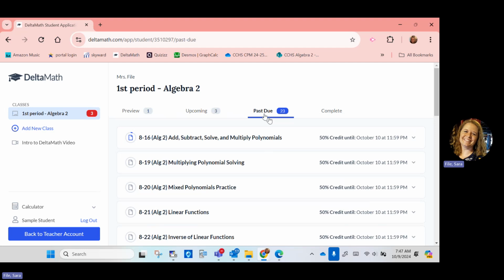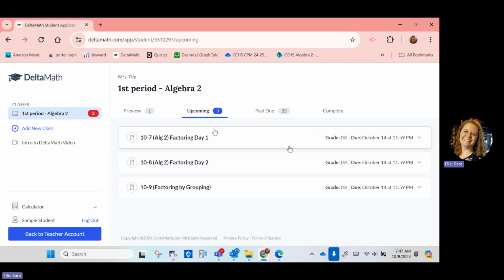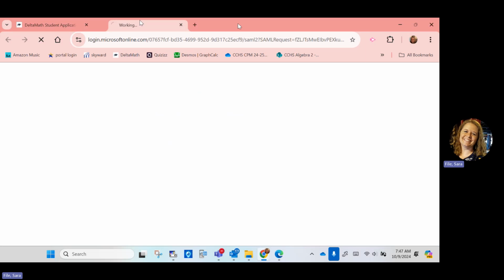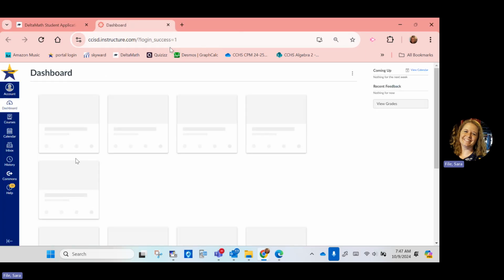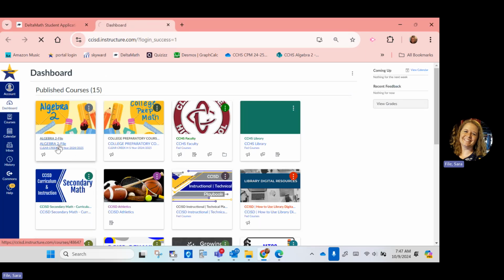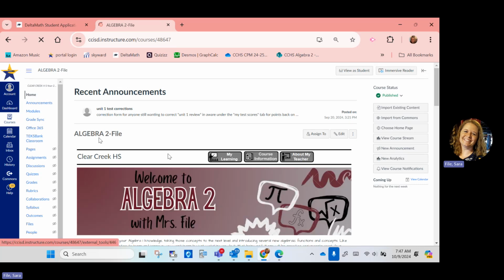Okay, but if anything shows up here under past due, you can still do it at late credit until the 10th, that's tomorrow, at 11:59 p.m. Okay, the only ones that you can do past tomorrow are the new ones from this week, the factoring practice. Now, if you choose right now to work on test corrections instead of Delta Math, that's fine, because you can do the Delta Math through the weekend, but test corrections have to be turned in by tomorrow.